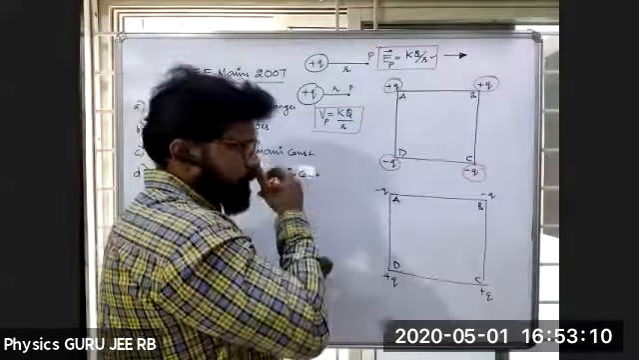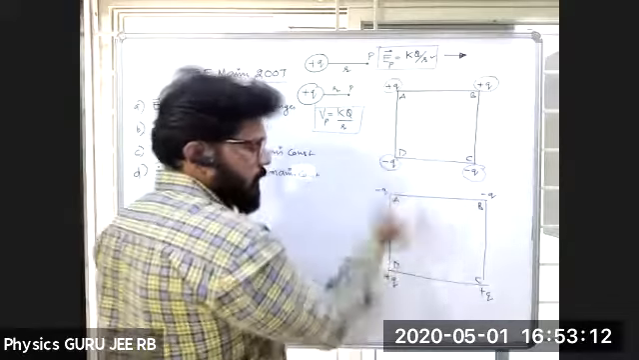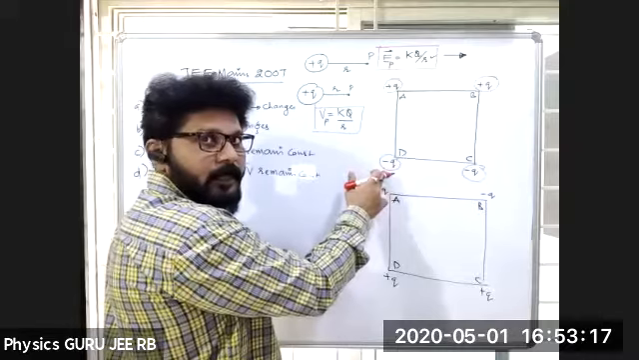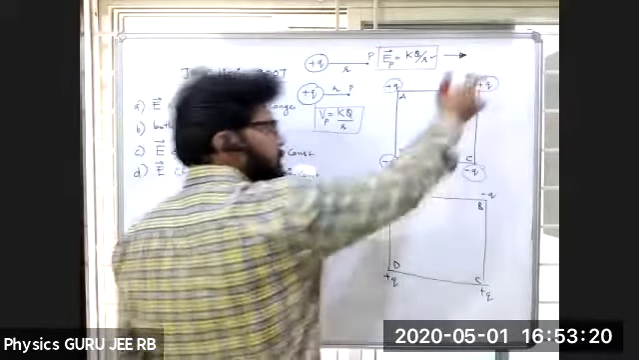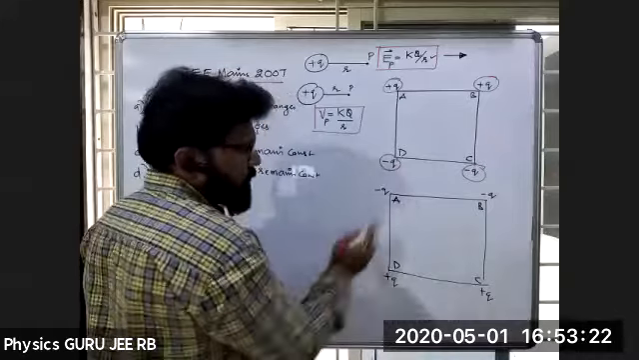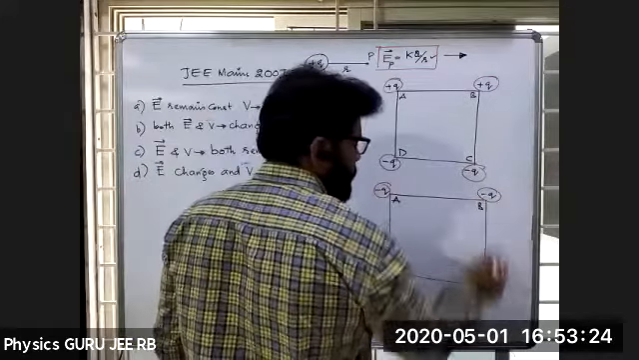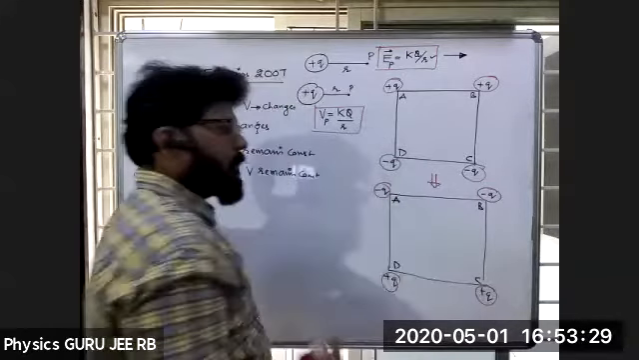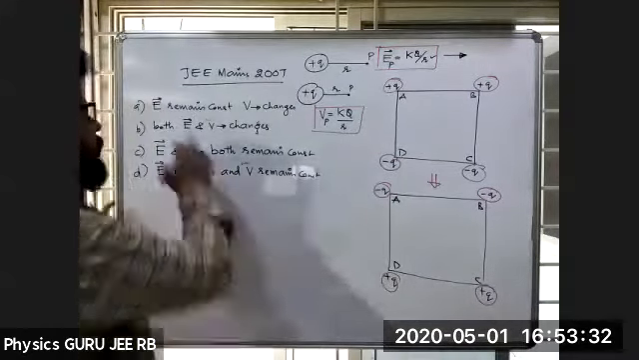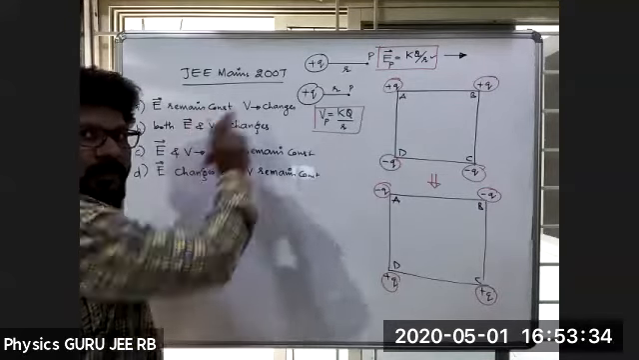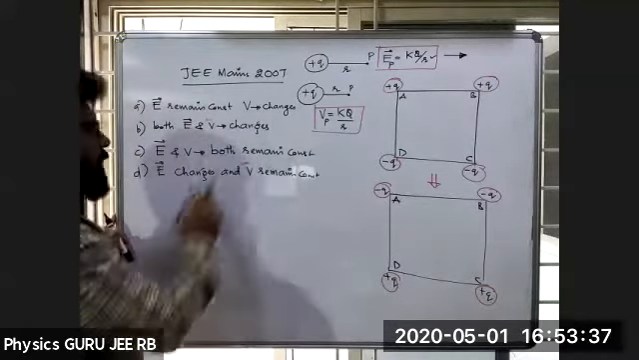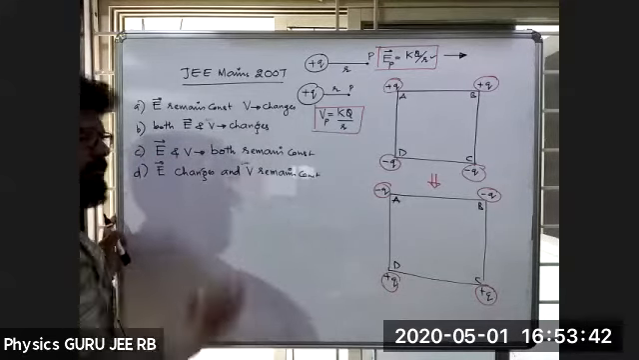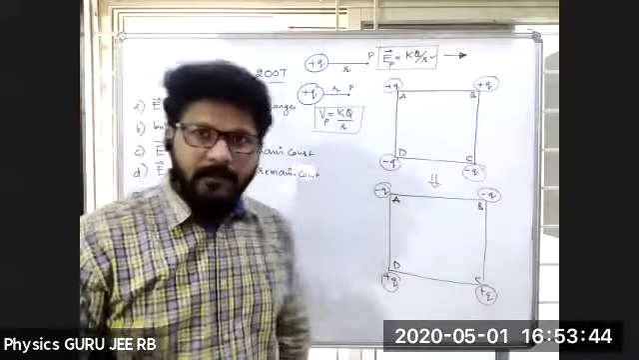Then immediately they interchange the charges. Now plus Q is taken to D. That means these two are interchanged, these two are interchanged. When they interchange, it looks like this. Then he is asking the question: what happens? Does the electric field remain constant or V changes, or both E and V change, or E and V both remain constant, or E changes and V remains constant? This is the question, right?